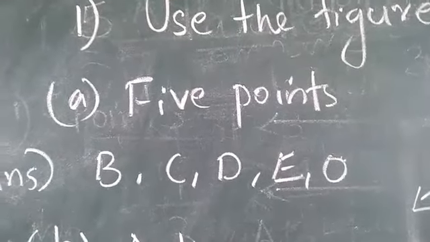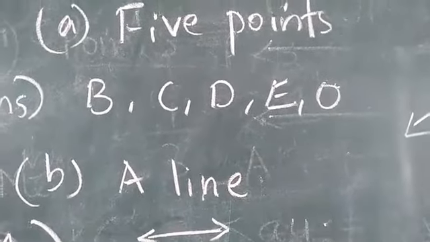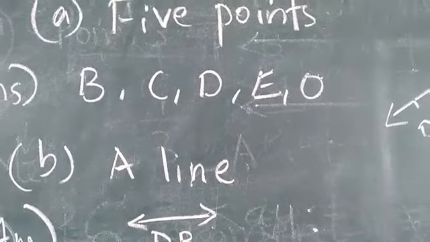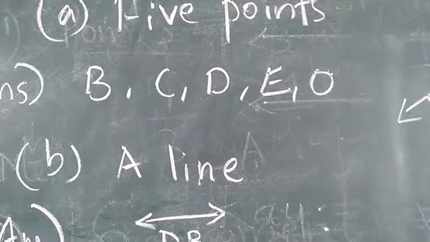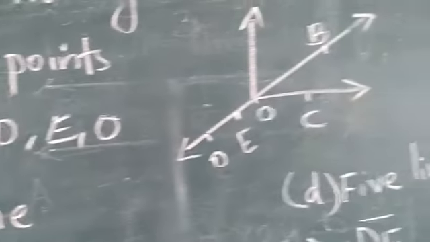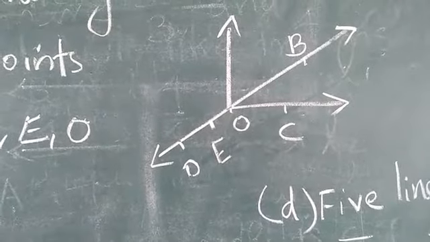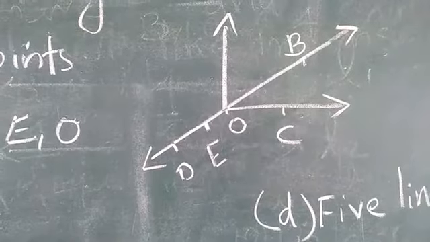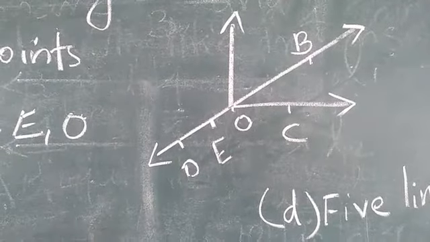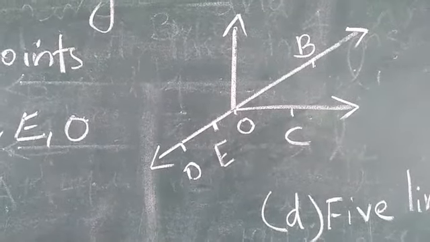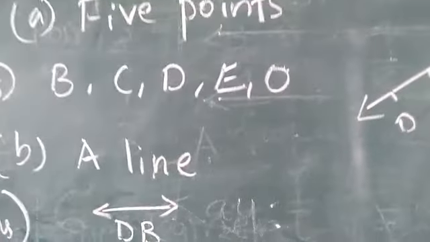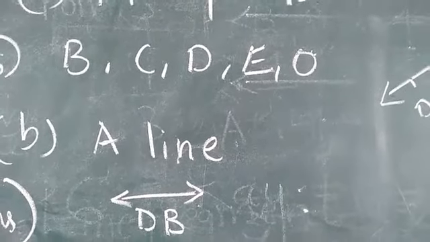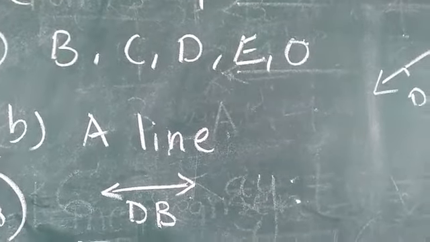Okay. Next one is, we have to name a line from this figure. One line you have to find out. Observe the figure. Many lines are there. One line only we have to mention. Any line you can mention, but here I wrote the name of the line as DB. So, this is the line DB.